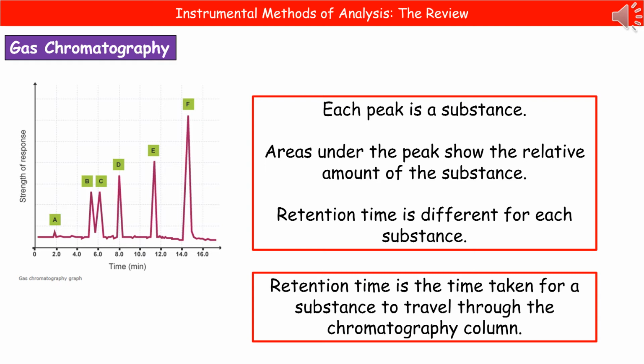And the retention time, quite simply, is the time it's taken for a substance to travel through the chromatography column. So what we're going to find is that the smaller substances, so those ones that are much smaller molecules and therefore able to get through nice and quickly, their retention time is very low, whereas the bigger substances, the ones that are going to travel through that column very slowly, they've got the longer retention times.